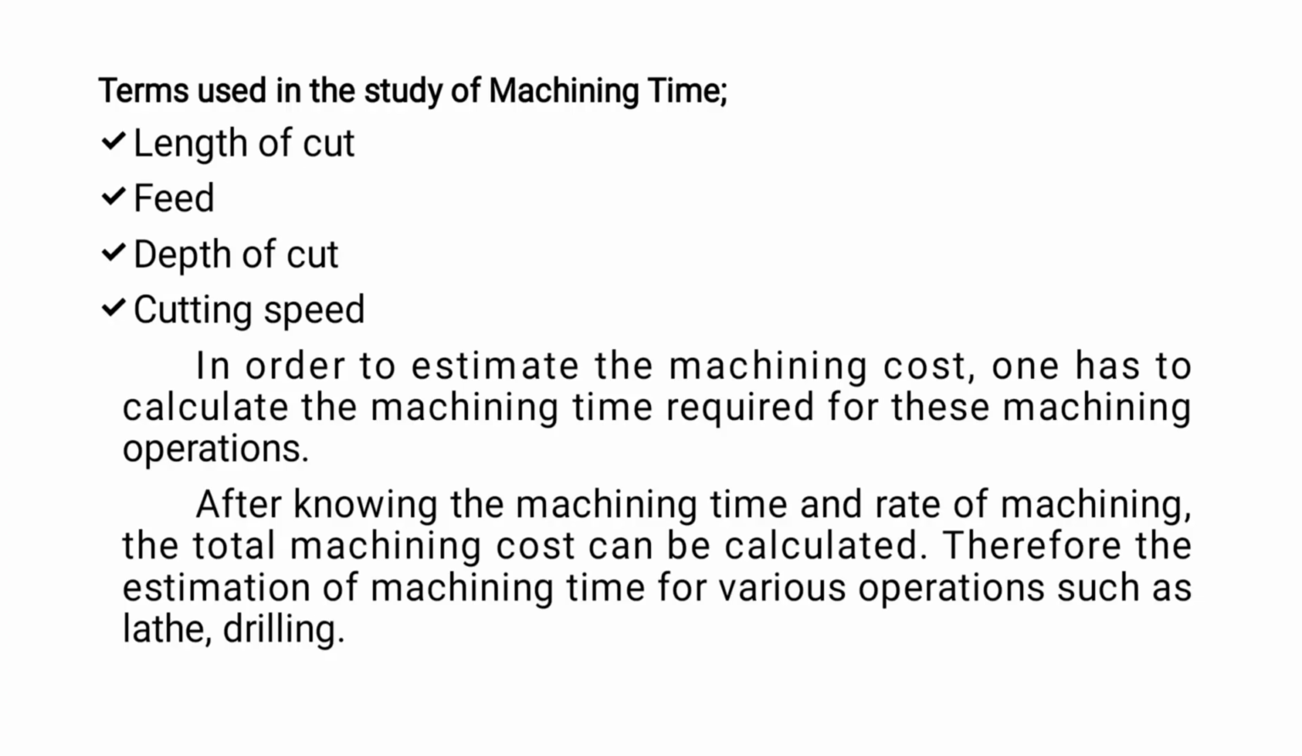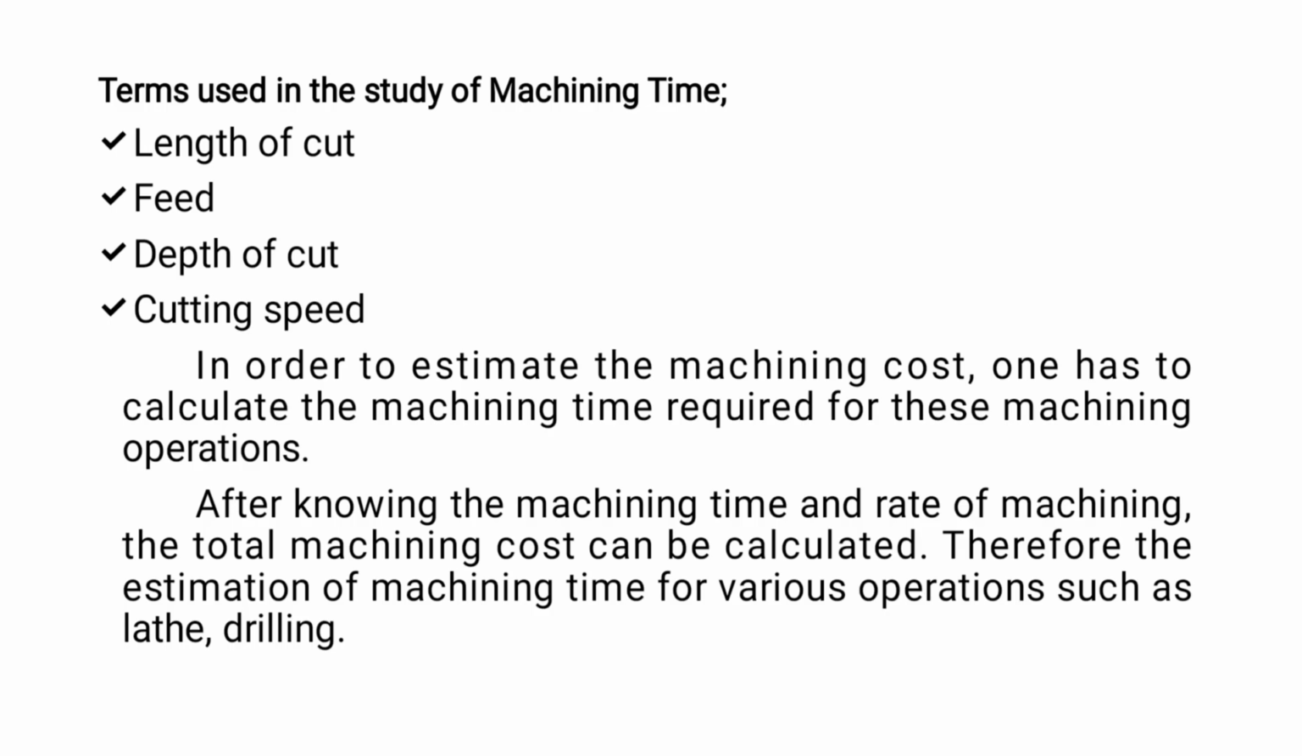First one is length of cut. The length of cut is the distance travelled by a tool to machine the workpiece. Second is feed. Feed is the distance through which the tool advances into the workpiece during one revolution of the workpiece or cutter. Third one is depth of cut. Depth of cut is the thickness of the layer of metal removed in one cut or pass, measured in the direction perpendicular to the machined surface. The depth of cut is always perpendicular to the direction of feed motion.